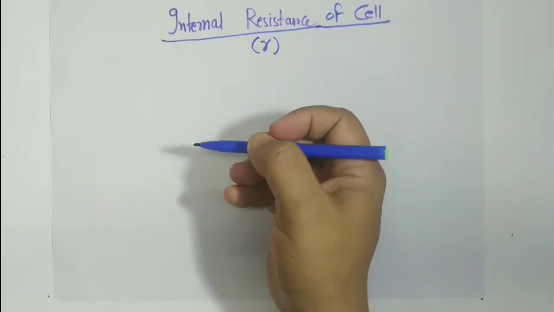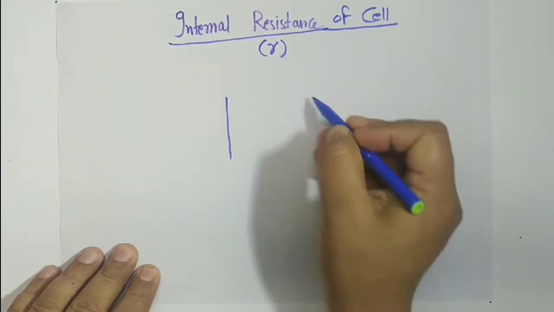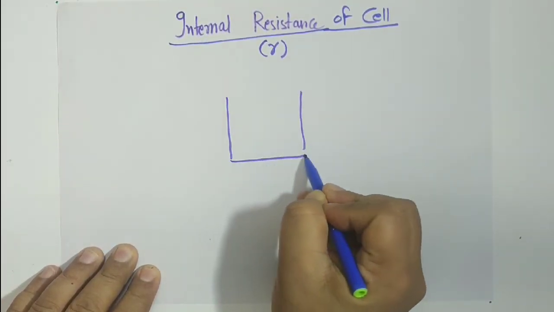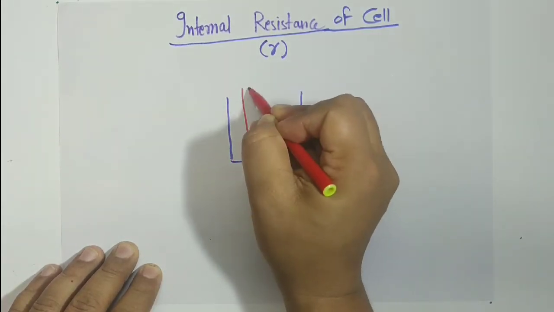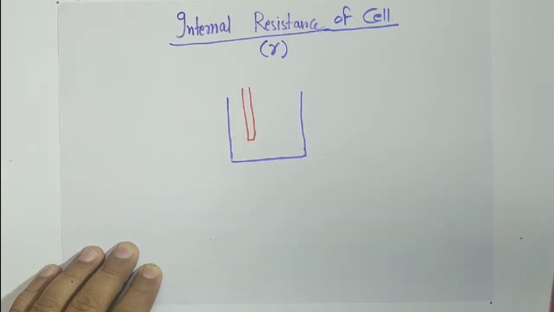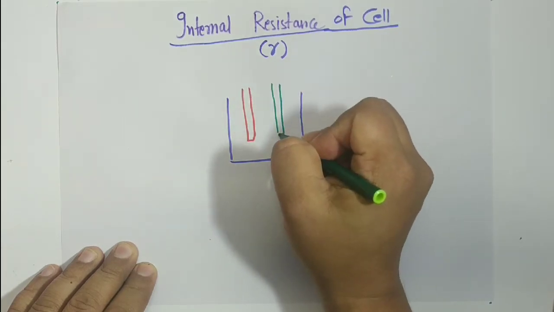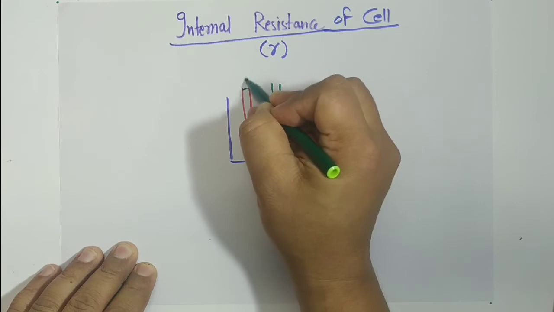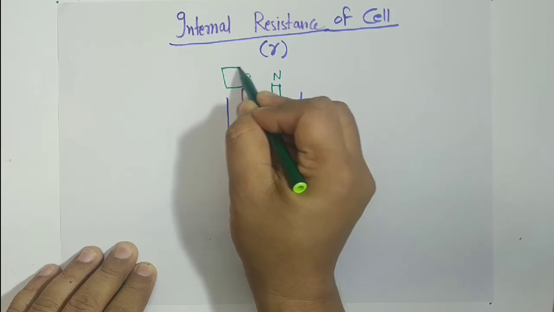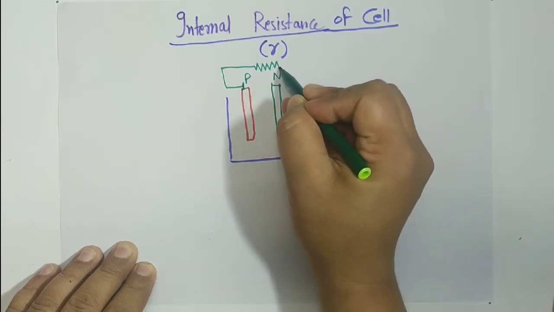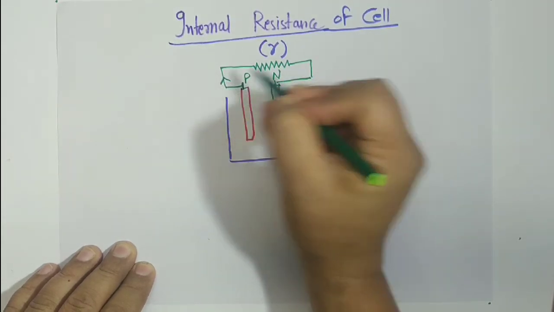Okay. And any cell, when you draw it, is like this. You have a vessel here like this, and then you have two electrodes on it. One is this, and say another is this. One is positive and one is negative. You can take it like this. This is say P, this is say N, and then they are connected with an external resistance. Okay, and the current is flowing from positive to negative.